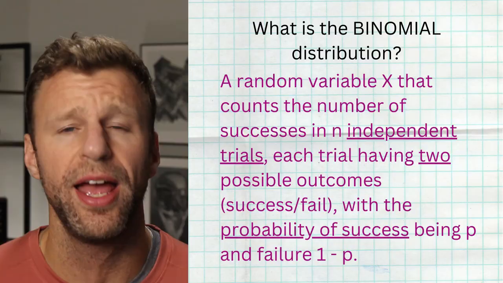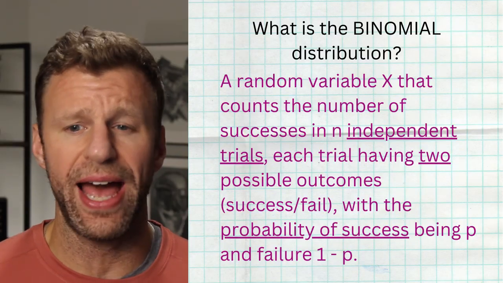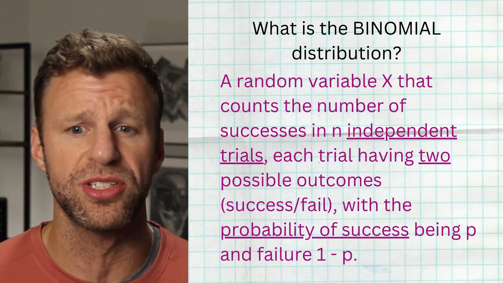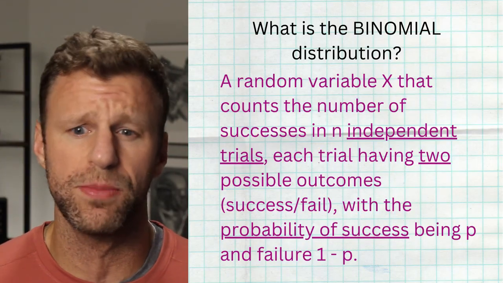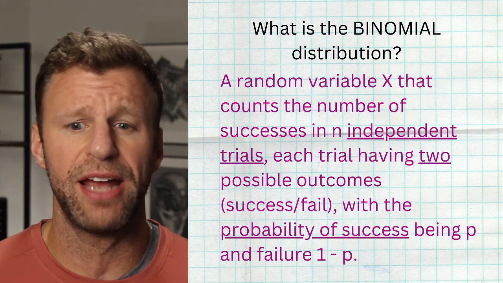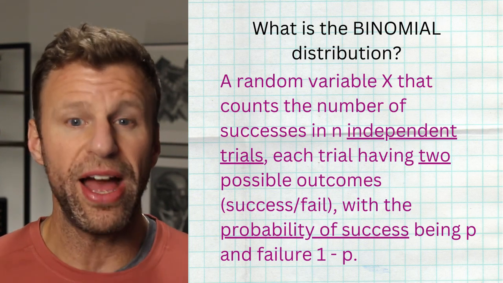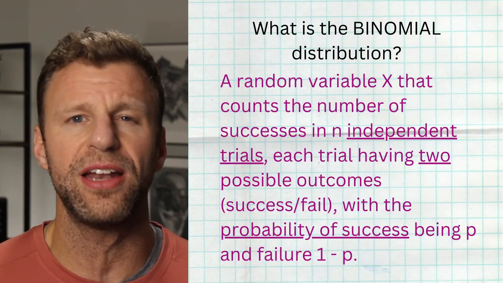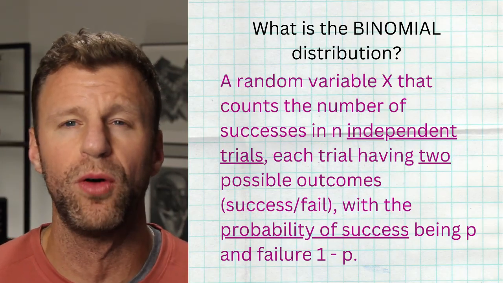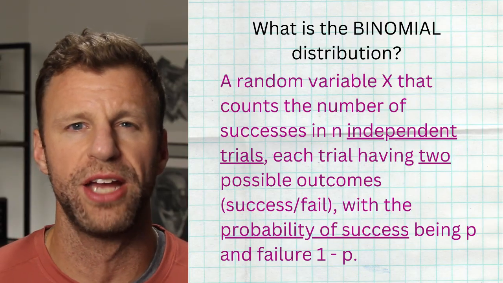Now, all of those rules and conditions can be summarized into one big, beautiful definition of the binomial distribution. A random variable x that counts the number of successes in n independent trials, each having 2 possible outcomes, success or fail, with a probability of success being p and failure being 1 minus p. That's it. That is how we can define the binomial distribution. Again, it's a very special discrete random variable that meets all of these qualifications.